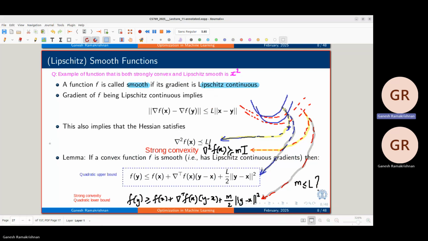Let's take examples. I'll take lots of examples, culminating in our favorite ML examples. By the way, an important point is M and L. What should be the relation? Oh, sorry, not M. M was this upper bound, so I'll replace this with lambda. So what should be the relation between M and L? M should be less than or equal to L, right? The lower bound should be less than or equal to the upper bound.